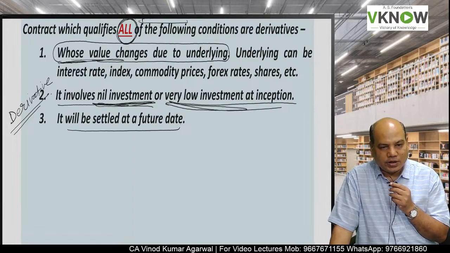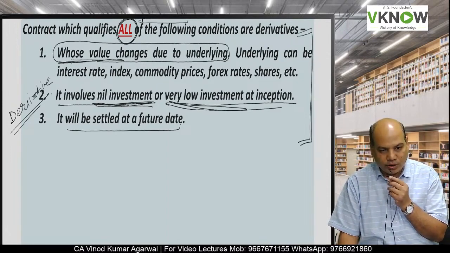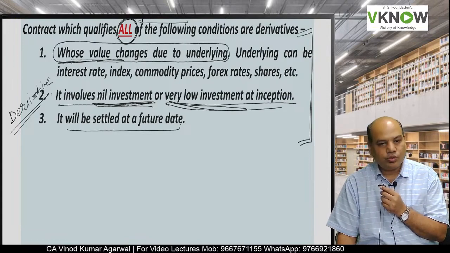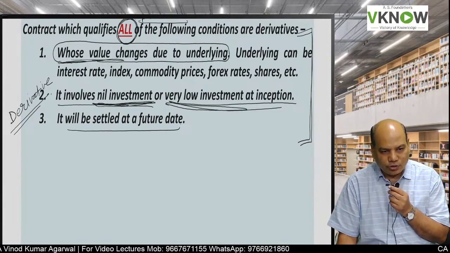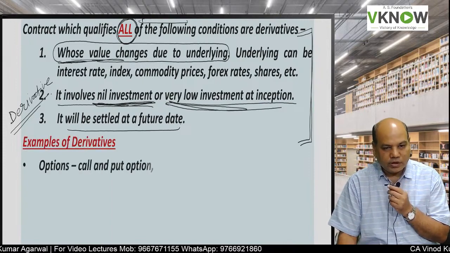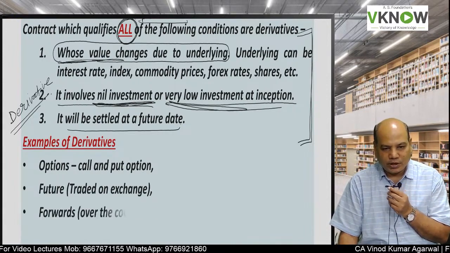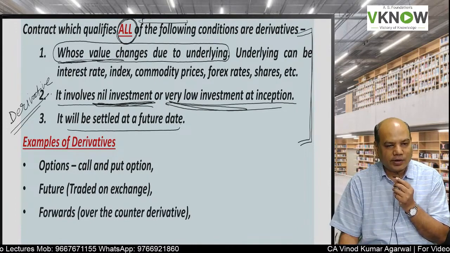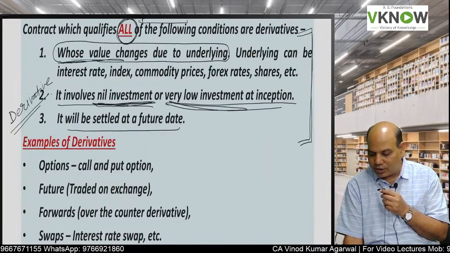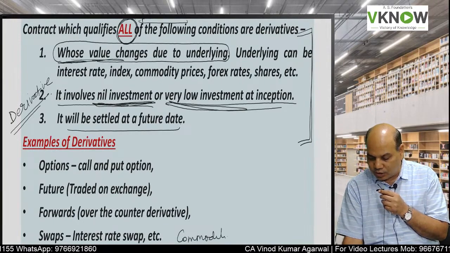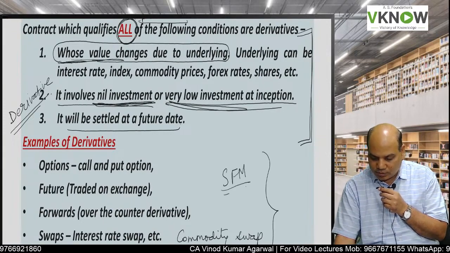So when all the three conditions are satisfied, then it is a derivative contract as per the standard on financial instruments. So I'll repeat, its value will change due to change in the value of the underlying. It will be settled at a future date. It requires either zero investment or very low investment. Examples of derivatives, in your SFM syllabus: options, call, put, future, which are traded on exchange; forward contracts which are over-the-counter derivatives; and swap contracts, for example interest rate swap, commodity swap. Sir, what are these items? This you will study in your SFM syllabus.